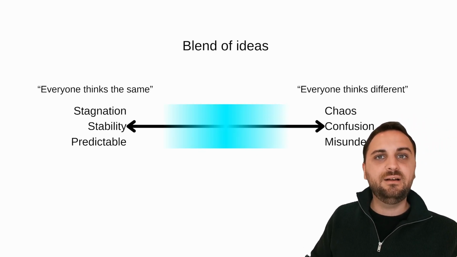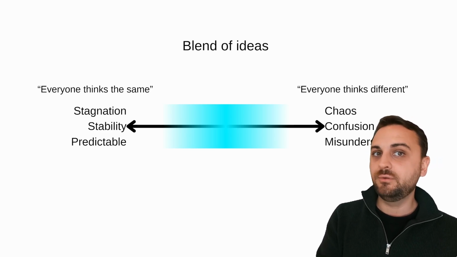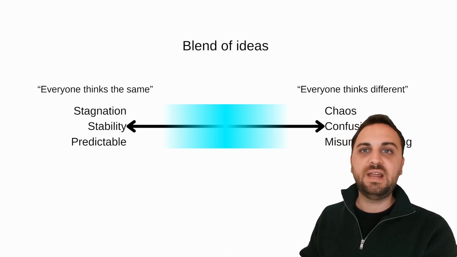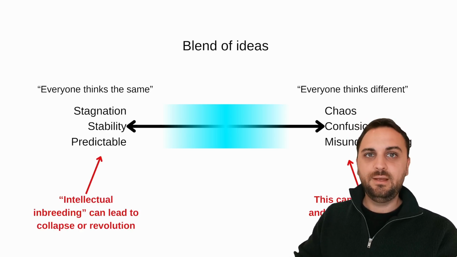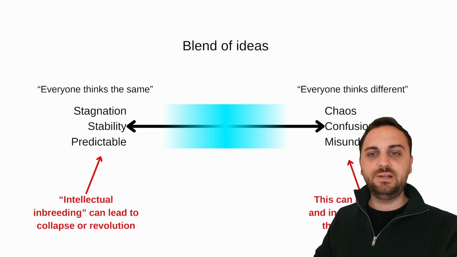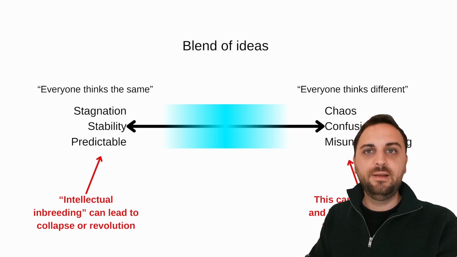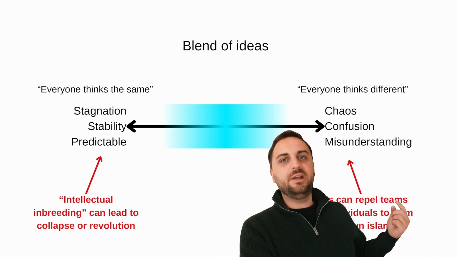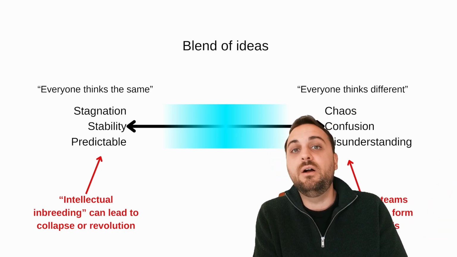We have different ideas about stuff. Now, do we have everyone in chaos all the time? We have chaos, confusion, misunderstanding, where nobody can agree and everyone's doing it their own way. Or we have it the other way, where there's one idea, so everyone thinks the same: stagnation, predictable, stable, this is the way we've always done it. Neither are actually that good. I think this intellectual inbreeding can lead to collapse or revolution. So the system collapses on itself, or everyone gets so tired of it, they say, we're going to flip the table and change everything. Or this other way, which is repelling teams and individuals into their own islands, into their own bubbles, where they just don't need to interact, which is also a problem.